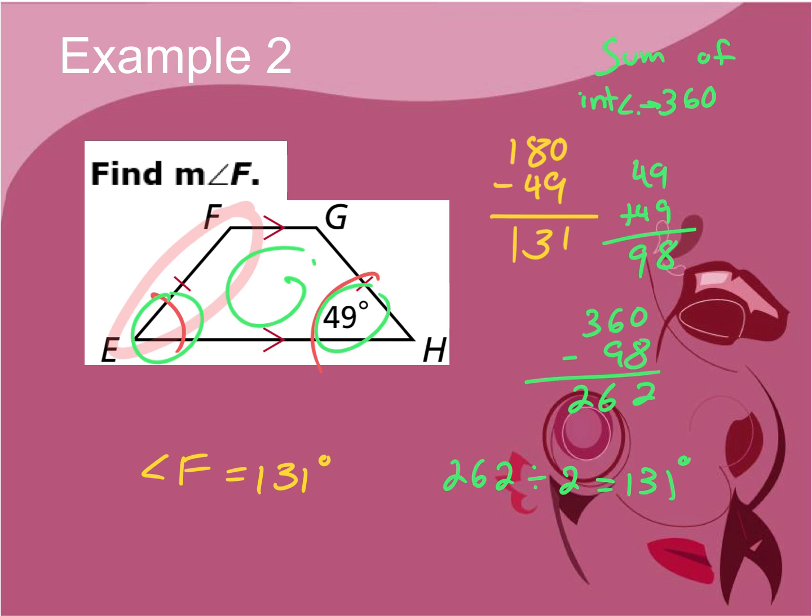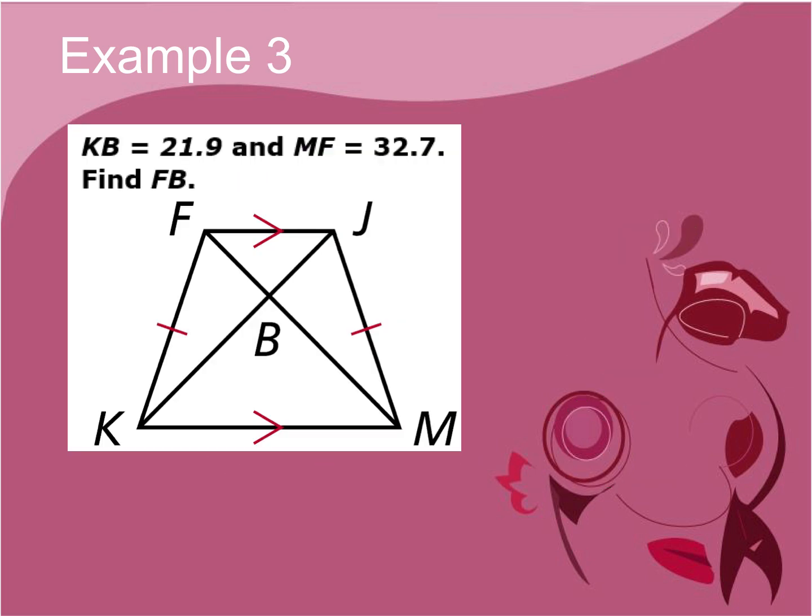Is 360, so we can add the ones that we know are the same, subtract it from 360, and then divide it by 2. All right, so here they want us to find FB. So FB is this small section right here. And they're telling us KB is 21.9. MF, which is this whole thing, is 32.7. So how do we figure it out?